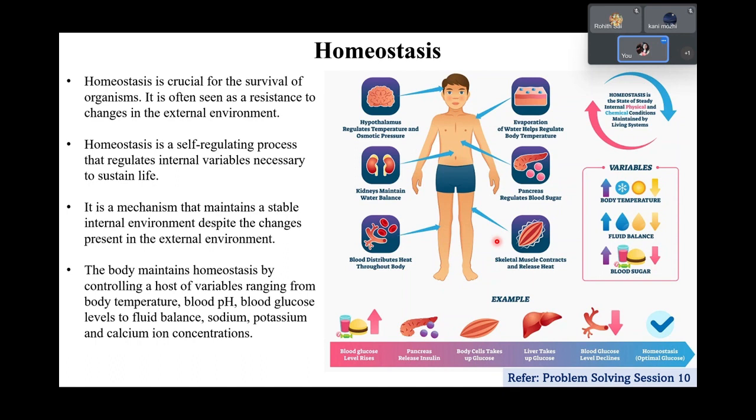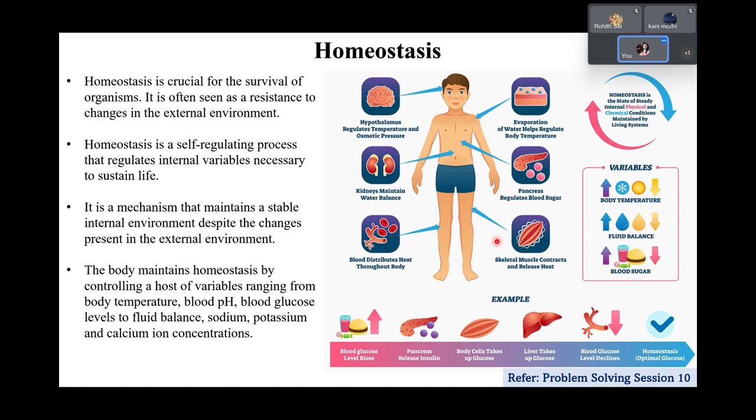Then you have the pancreas and kidneys, which regulate blood sugar level and water balance. And blood is again responsible for distributing the heat. So your blood is distributing the heat throughout the body. You generally see that if there is increased blood movement, you feel heat. So that's the general idea of blood, responsible for distributing heat. And then you have the skeletal muscle, which is contracting and relaxing for the very same reason.